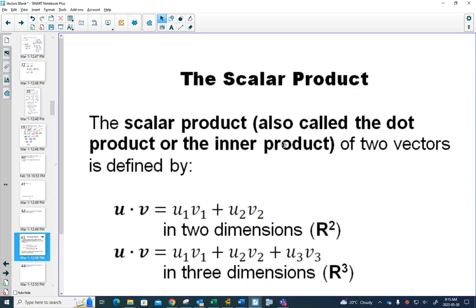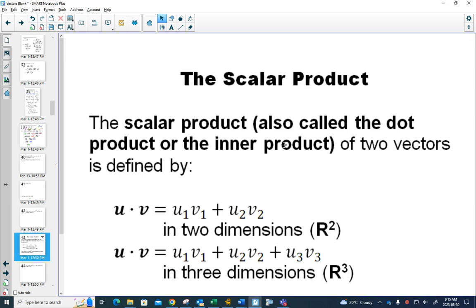Just like in matrices where the multiplication was weird, there's something weird in vectors. It's called the scalar product, sometimes called the dot product, sometimes called the inner product. They can't even decide on what to call it. I like the dot product because you put a little dot in between them.